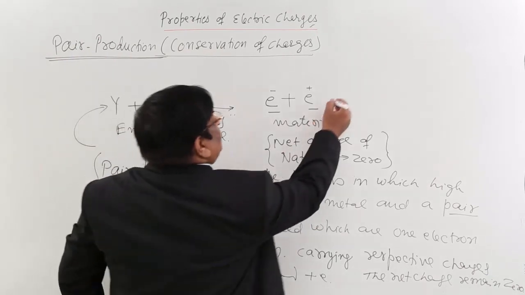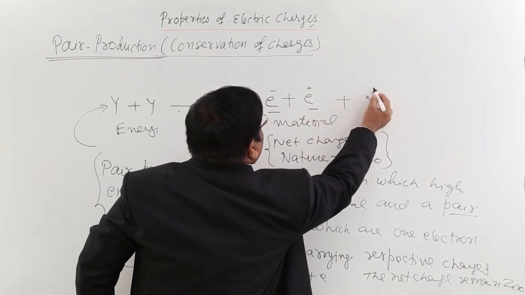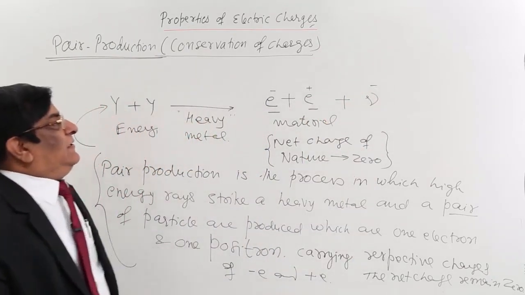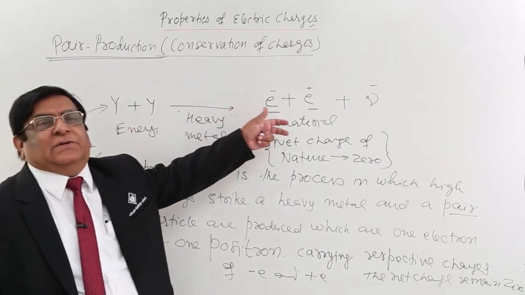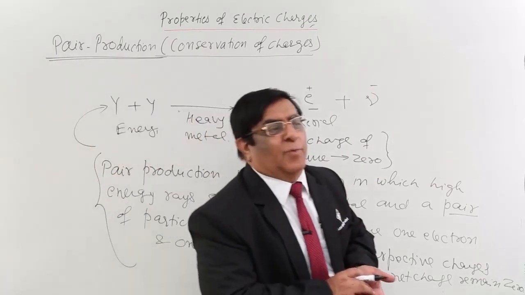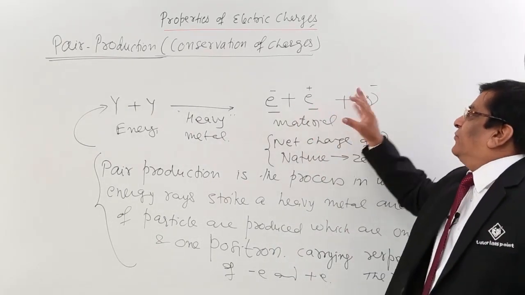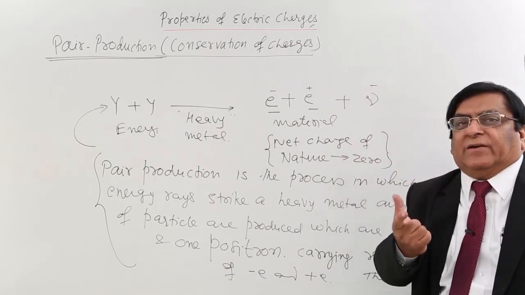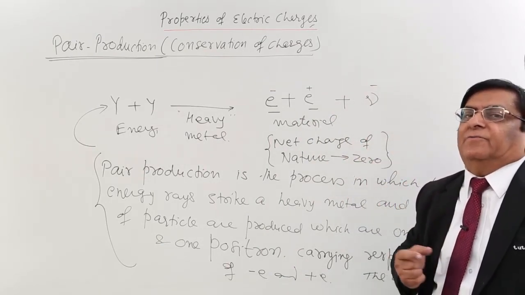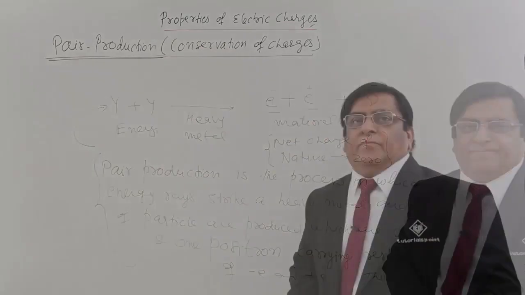Here, another particle, a neutrino, is produced. This neutrino we will study later, and it is there to balance the momentum carried by the material. So, we will not study this now. We will study it in nuclear reactions, where we will see what happens when this actually takes place.